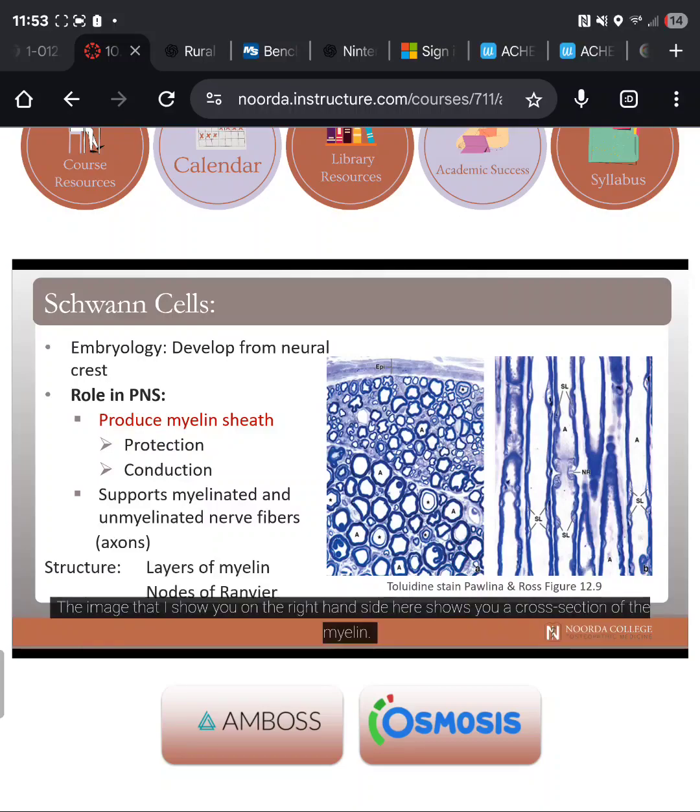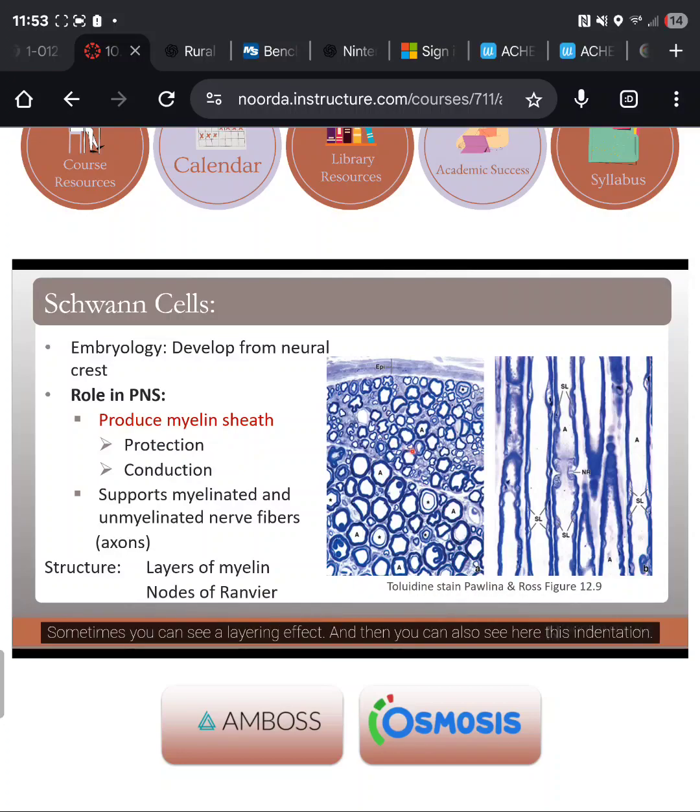The image that I show you on the right-hand side here shows you a cross-section of the myelin. Sometimes you can see a layering effect. And then you can also see here this indentation. This is a longitudinal cut where you see indentations of the myelin. And those are called nodes of Ranvier, which we'll discuss later on.